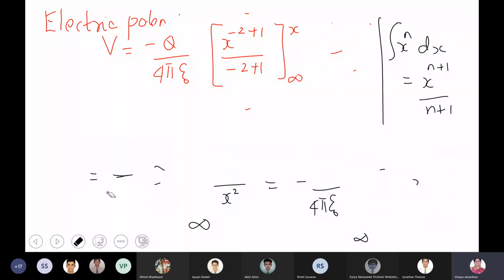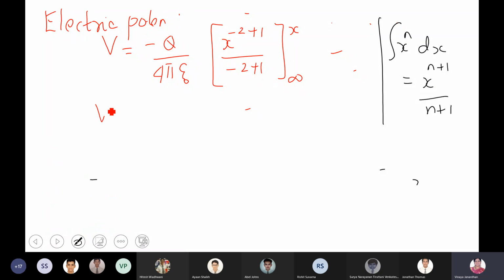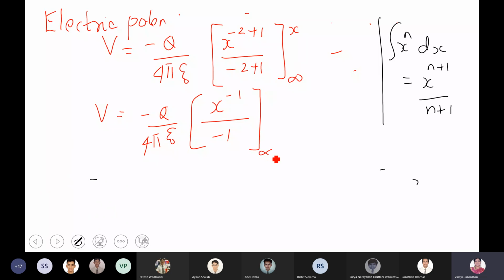Now I'll erase the other part. Fine. Now we'll evaluate this. Should I give you time to evaluate, or should I evaluate? So V is equal to minus Q by 4 pi epsilon naught. This becomes x to the power of minus 1 divided by minus 1. Correct? What is the limit, boys? Infinity to x.